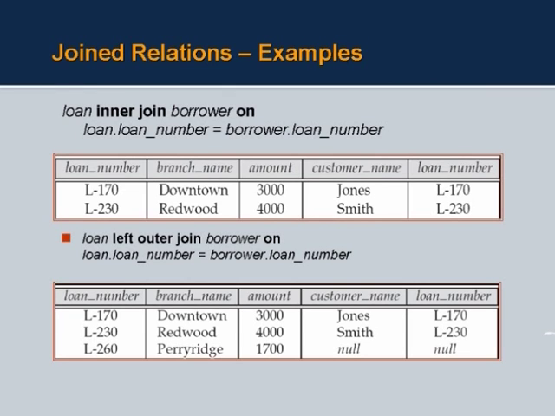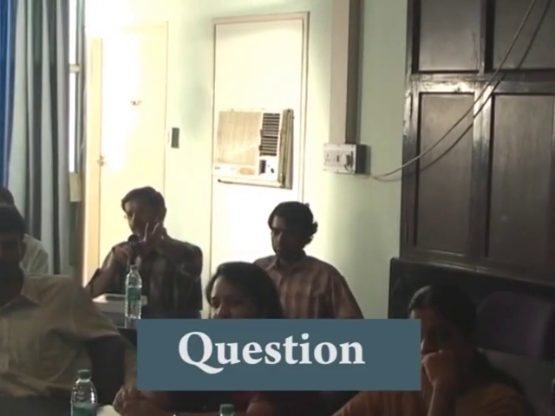So note that loan number actually appears twice here. This one is from where? Loan dot loan number. This one is borrower dot loan number. And here borrower dot loan number and borrower dot customer name are both null. So this is very useful in many situations where you want to get complete information about customers, whether or not they have policies. These two tables, the foreign key is not there. Just two primary keys are there in two tables and we are joining on that particular field.